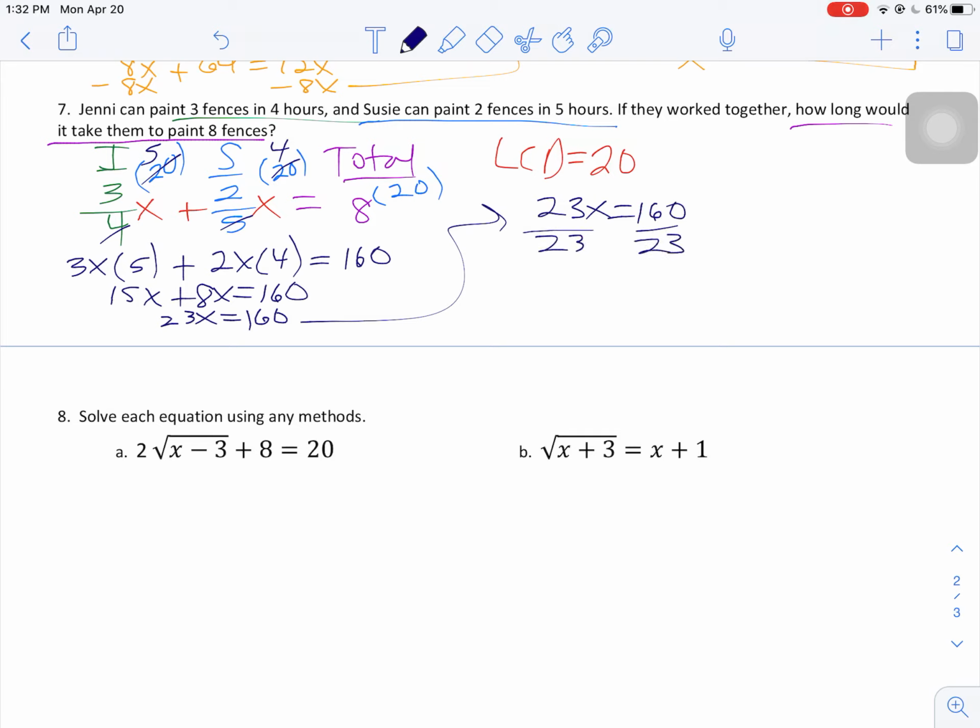Divide. And we get a nice ugly decimal. I'm going to round to the nearest hundredth. So 6.96, and I need my units, hours. So that's how long it should take them working together, approximately.